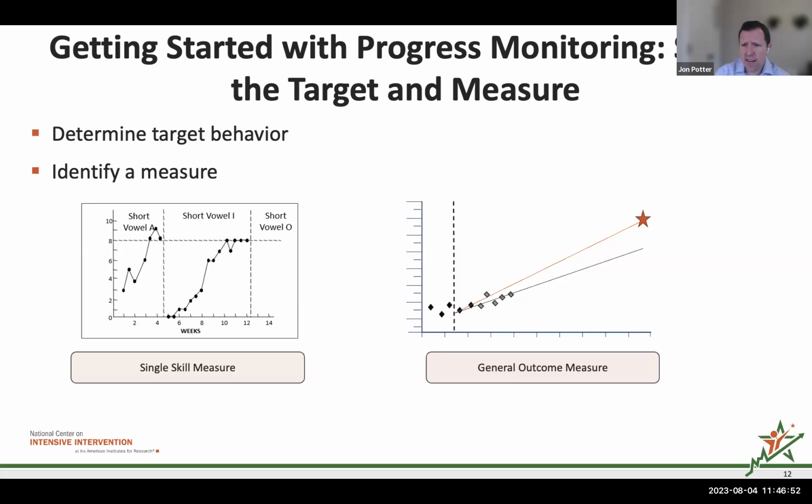The other way that I would look at it, which I think is going to be more helpful over the long term, is what's known as general outcome measures. Sometimes you'll hear these also referred to as curriculum-based measurement. CBMs are also general outcome measures.